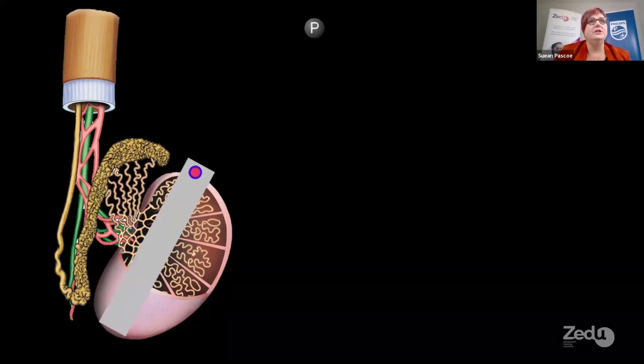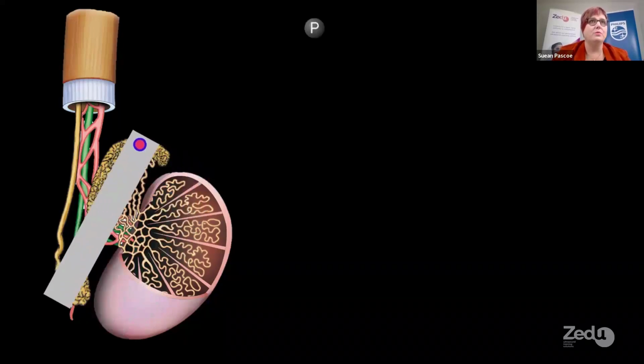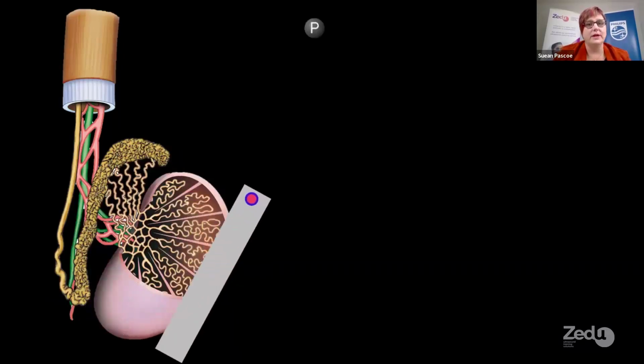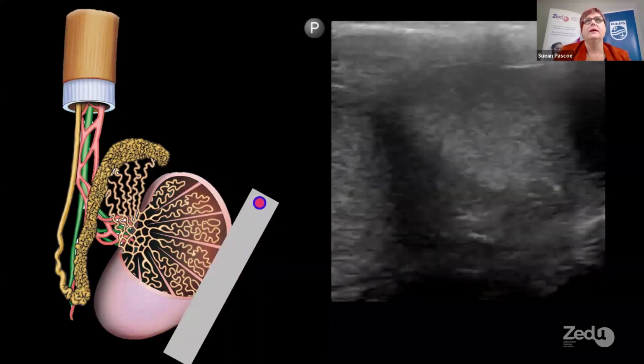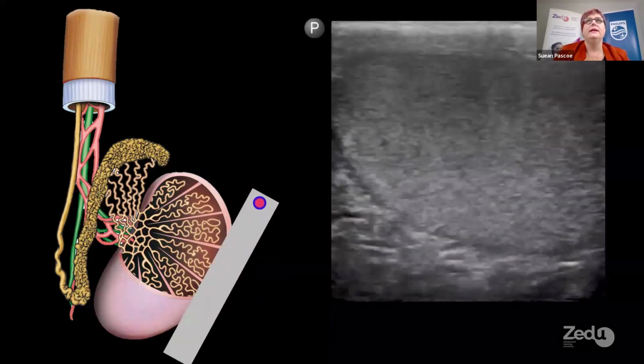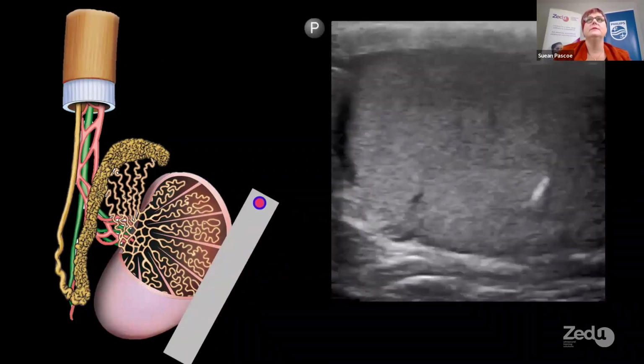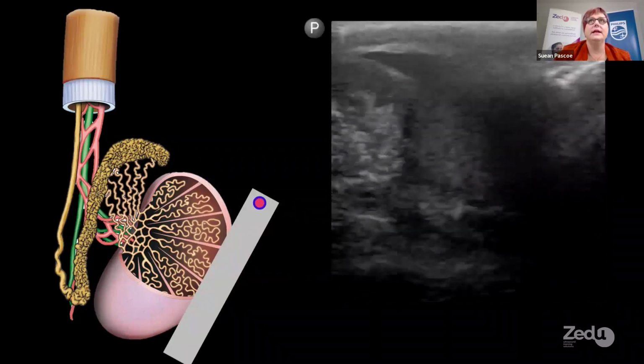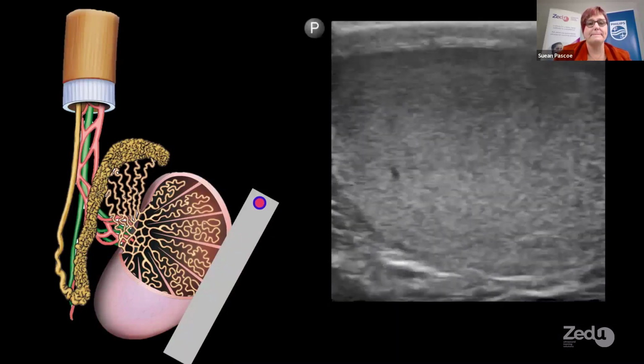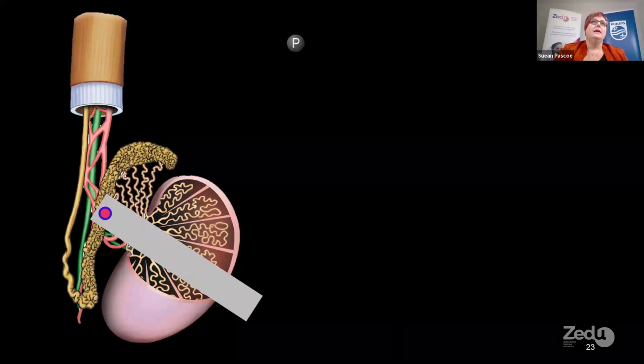And then what you need to do is scan from one lateral border to the other lateral border. As we scan through here from one side, it's nice and oval all the way through to the other side there. Rotate the probe then into the transverse orientation. So from wherever the longitudinal lie of the testis was, you need to just rotate the probe 90 degrees.